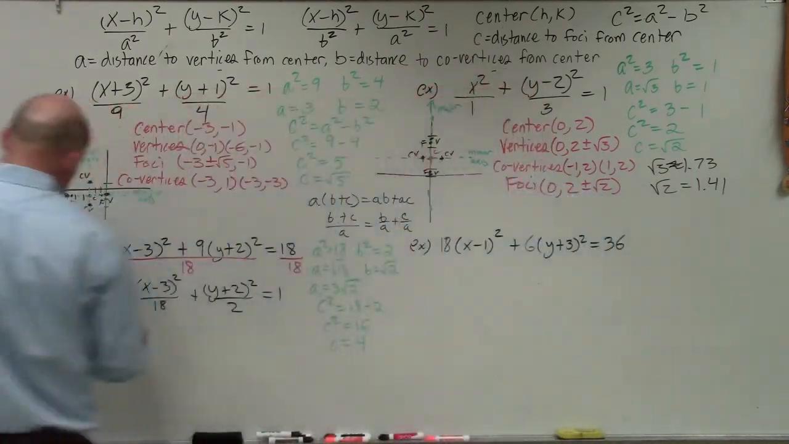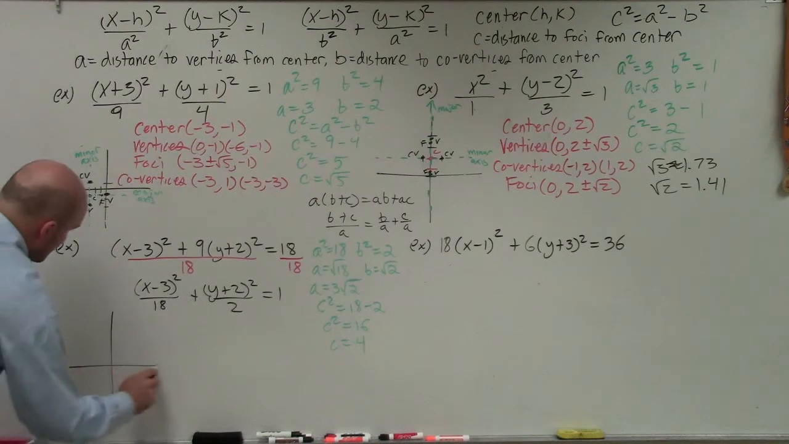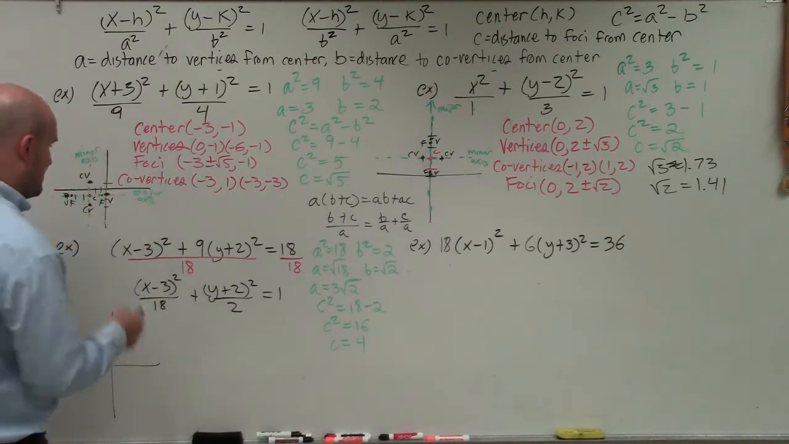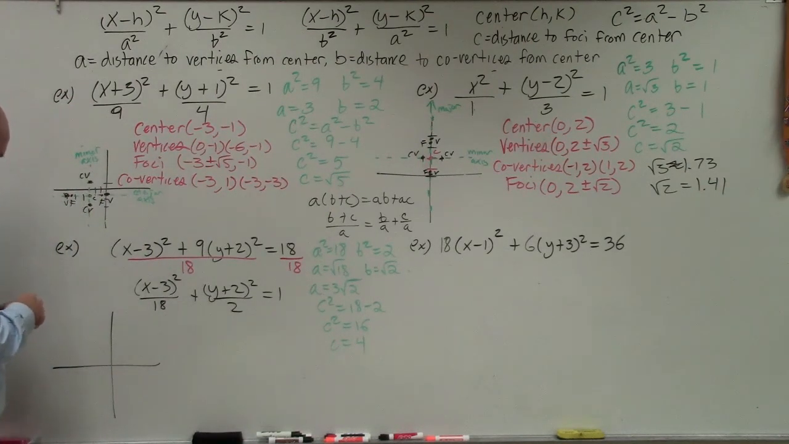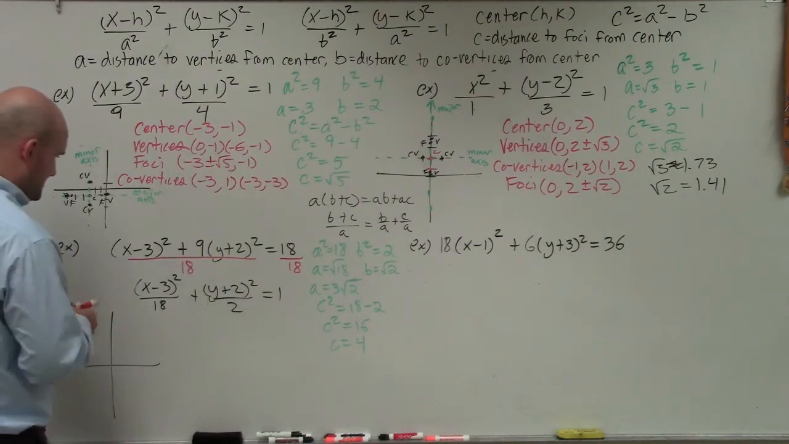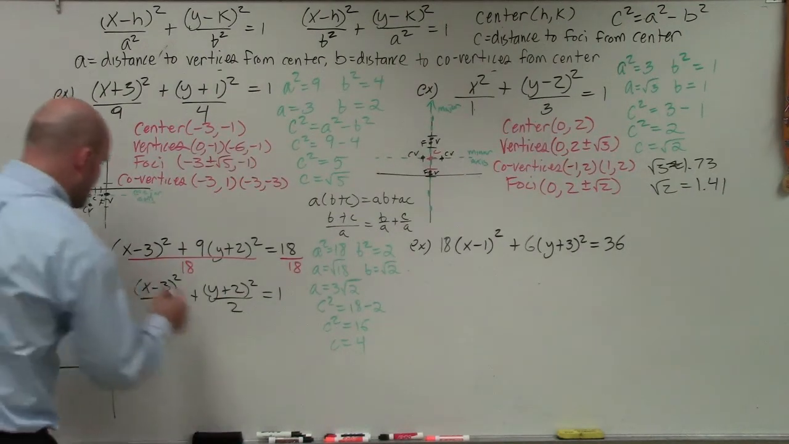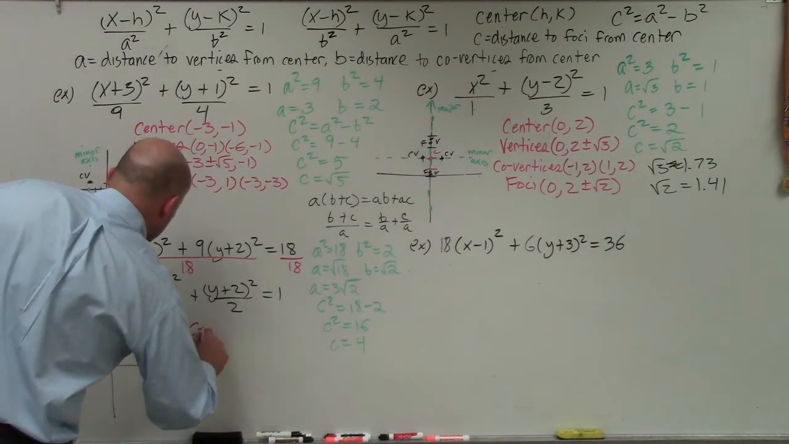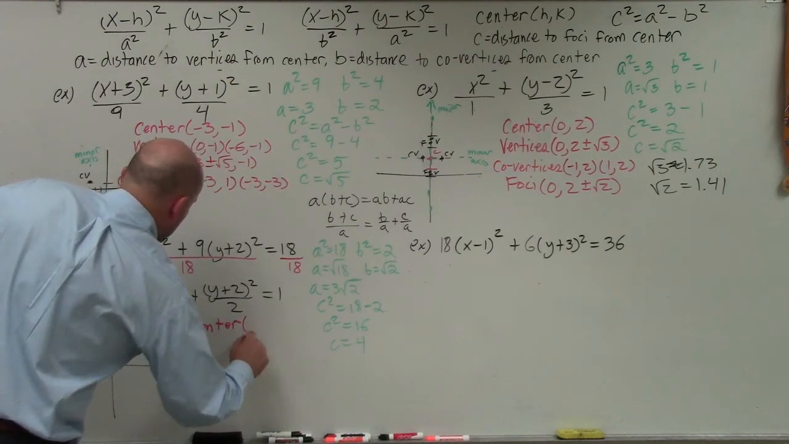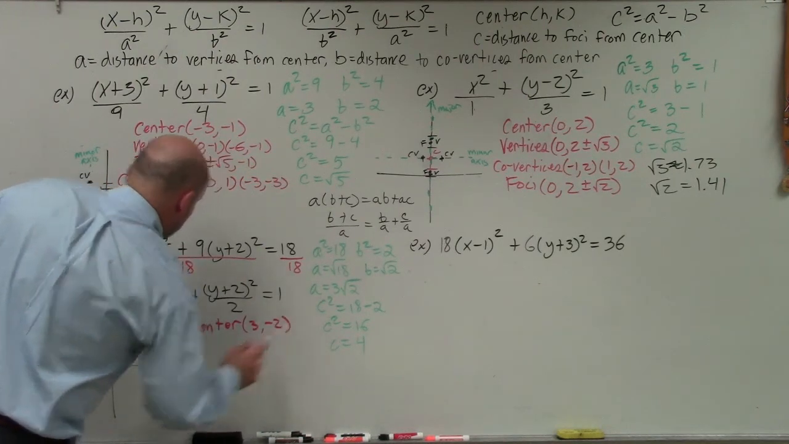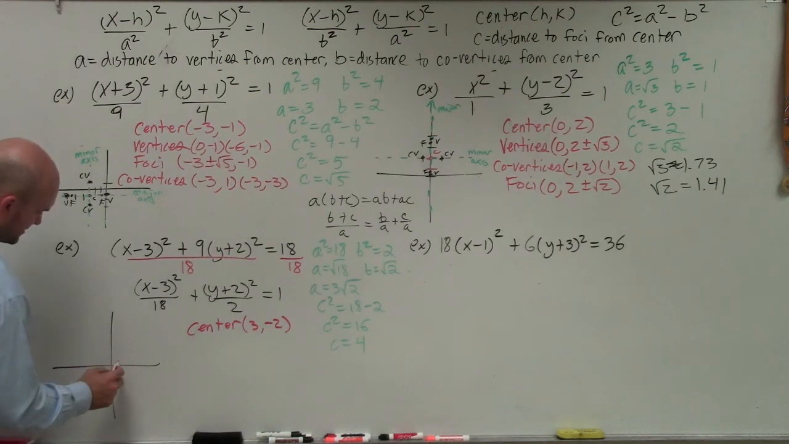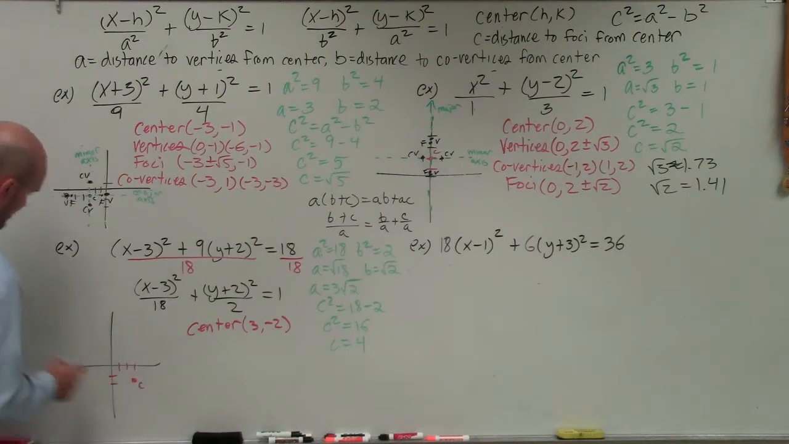So I'm going to plot the information again. And I'm going to plot the center. And I'm going to label that. Remember, it's always the opposite, as I kind of explained over here. So therefore, in my case, we have the center is at 3, -2. I'll plot that information over here. So I go 1, 2, 3, down 2. And then I'll label it so I don't forget.